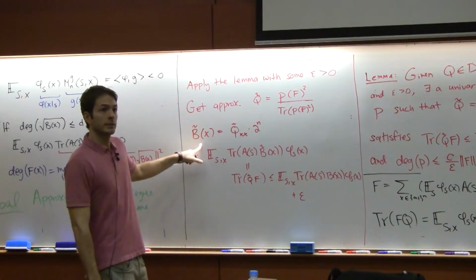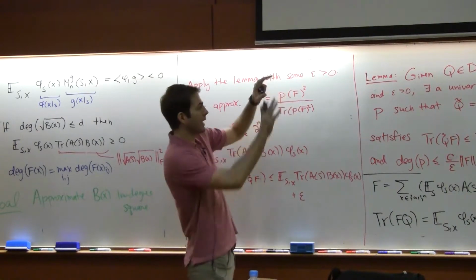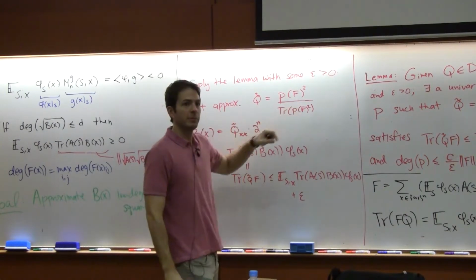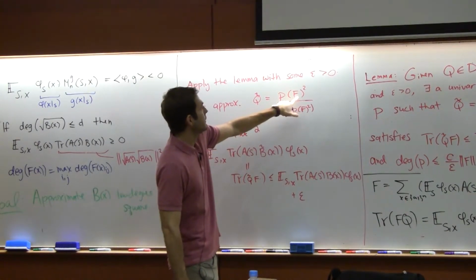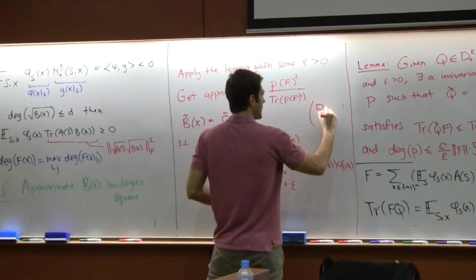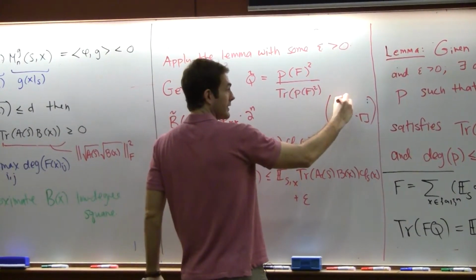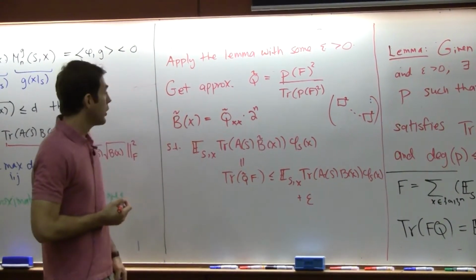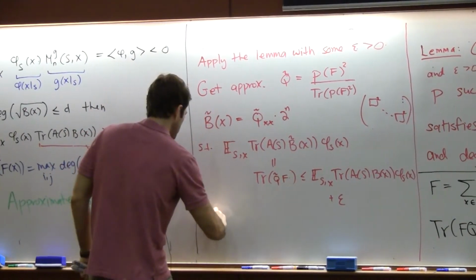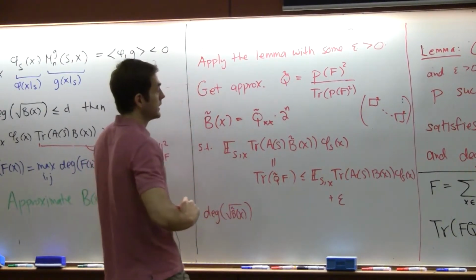Secondly, it's a square. So this thing is the square of some matrix, but it's a block diagonal matrix. Every block of this matrix is indeed the square of the matrix P of F restricted to the P of F x x. So this matrix is again block diagonal, and it's a square of some other matrix. All the blocks are squares. So the only question left to ask is, what's the degree of the square root of B tilde x?